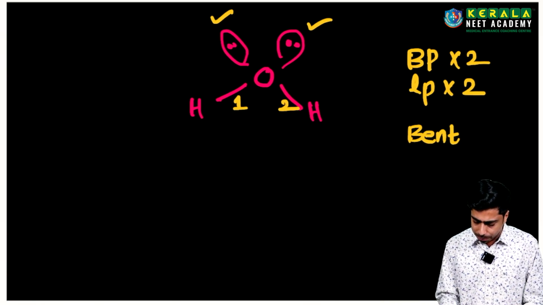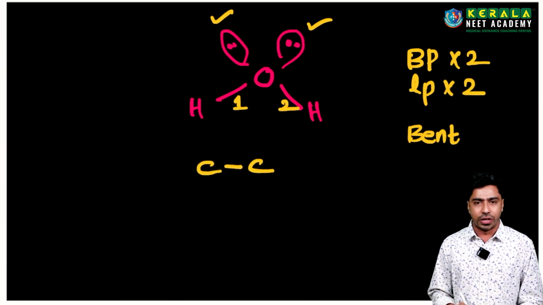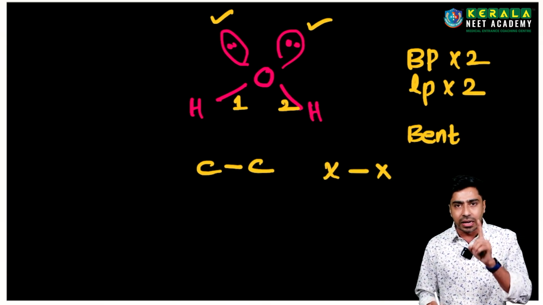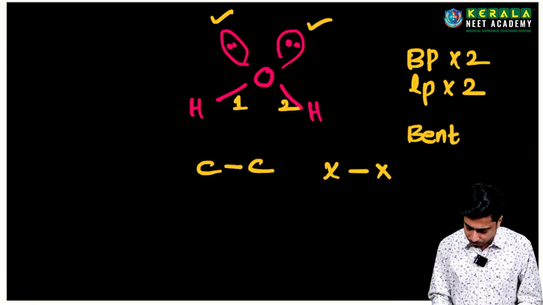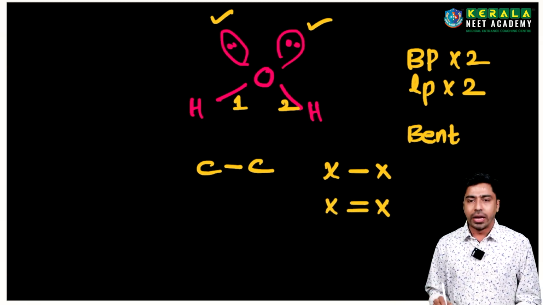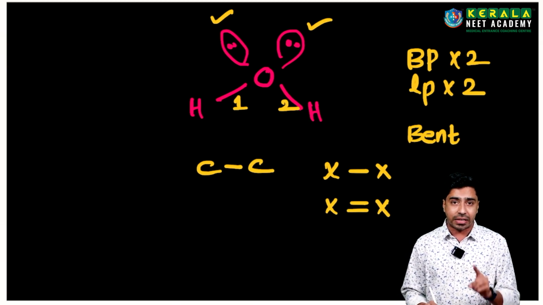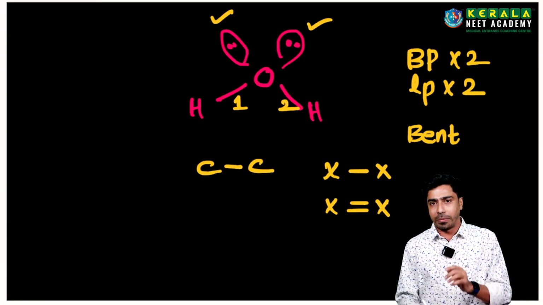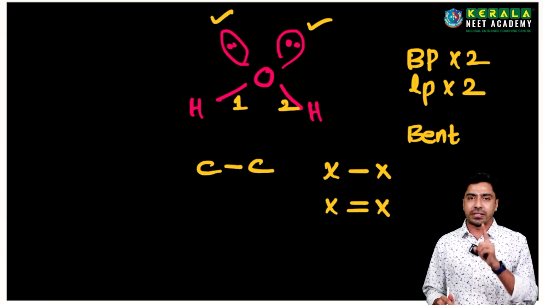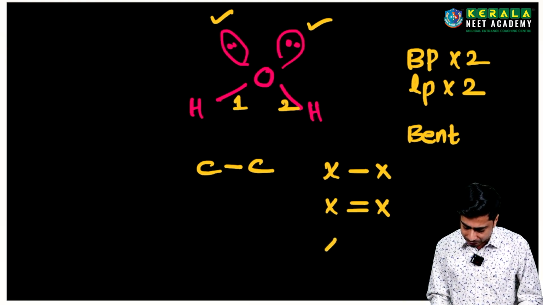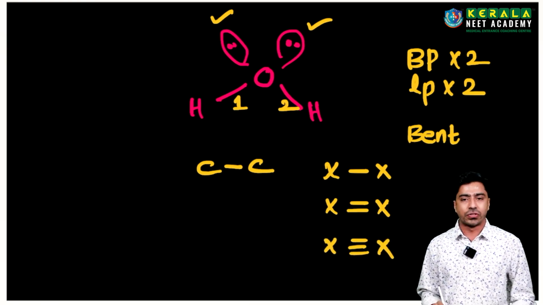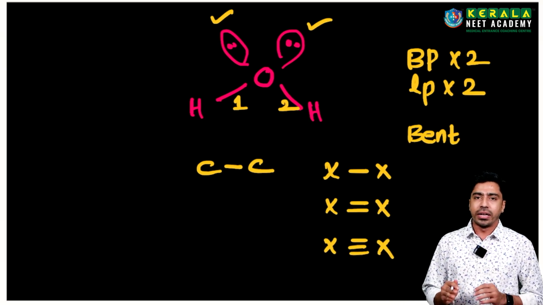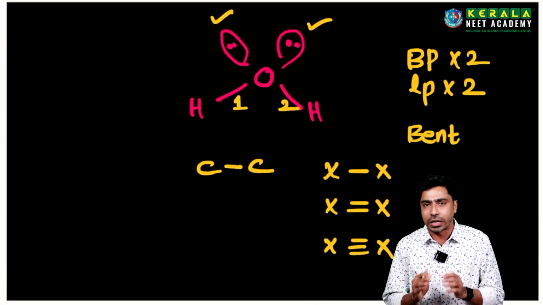theory, the multiple bonds: if it is X single bond X, that will be treated as a single bond pair. And if it is X double bond X, that is treated as one double bond pair. That means you have to count it as a single bond pair. Even if it is a double bond, that will be treated as one bond pair. And if it is a triple bond, that also will be treated as one bond pair. That means a multiple bond is treated as if it is a single electron pair.